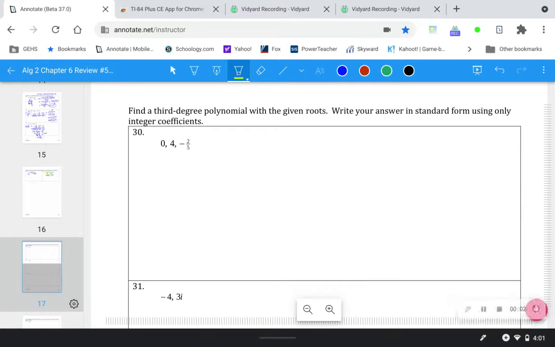Okay, so we are looking at the review, number 30 through 32 here. This is the review sections 6.1 through 6.3 and 6.5 in Algebra 2. They give us the answers here and ask us what the problem was, essentially.